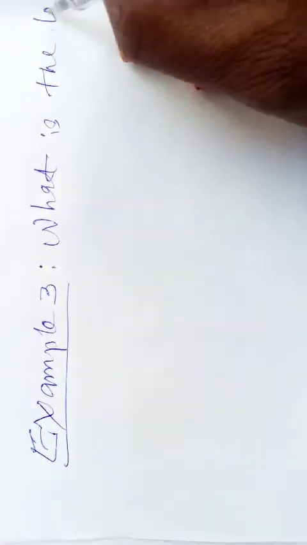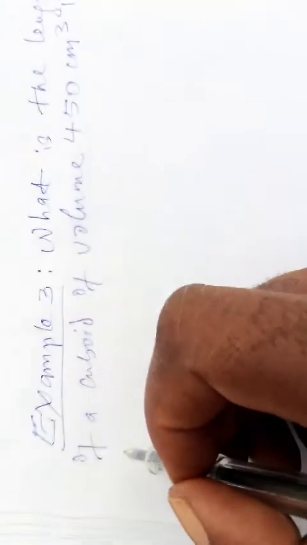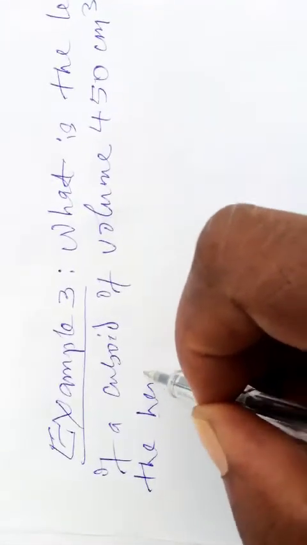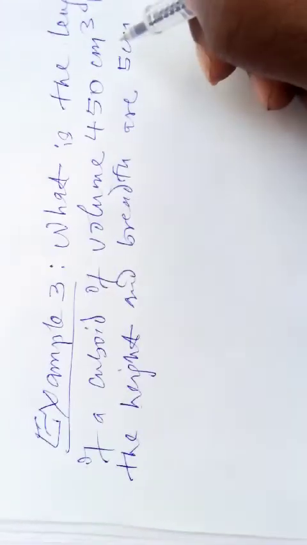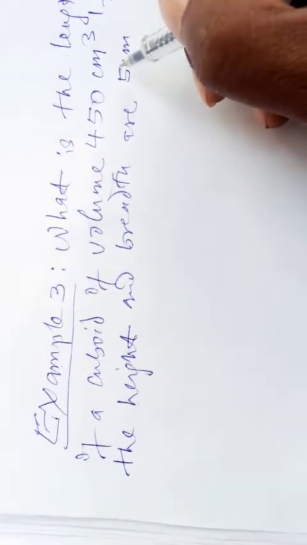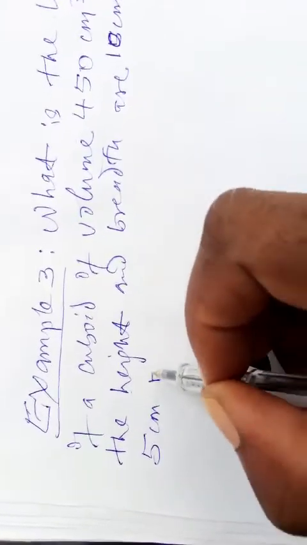What is the length of a cuboid of volume 450 cm cubed if the height and breadth are 10 cm and 5 cm respectively?